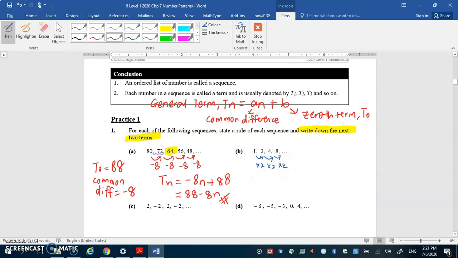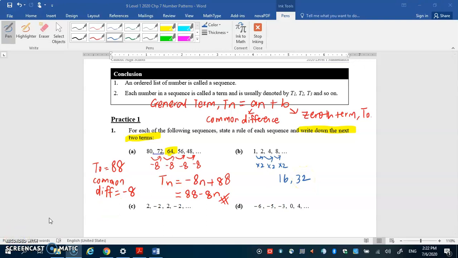Then you cannot apply this formula that we just learned. Tn equals an plus b cannot. Okay, you need to use another formula. But anyway, in this case, we just need to find the rule. That means how do we get the next few numbers, right? So it's times 2, times 2, times 2, and write down the next 2 terms. So the next 2 terms will be 16 and 32 because 8 times 2 is 16 and then 16 times 2 is 32.